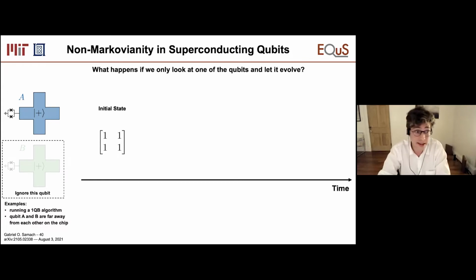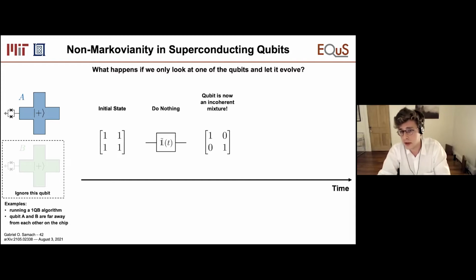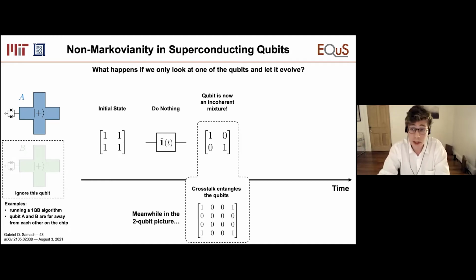Okay, so we play the same movie. We have qubit A in its initial state. This is just the single qubit plus state. We do nothing, we apply this idling channel. And now at some later time, we'd find that our qubit is in an incoherent mixture. And this might be alarming in the single qubit picture, but there's nothing particularly mysterious happening, because we know that meanwhile, in the two qubit picture, our crosstalk has entangled our qubits into, in this example, a Bell state. And when we just look at qubit A, we're tracing out qubit B. So when you trace out qubit B from the entanglement, you get an incoherent mixture. It looks like you lost all your phase information.